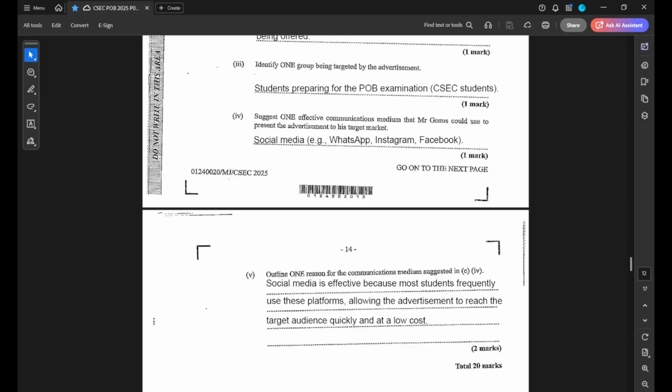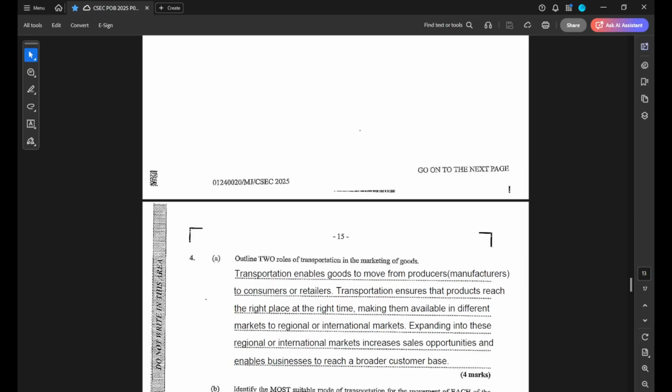Part 4A, outline two roles of transportation in the marketing of goods. Transportation enables goods to move from producers, that is, the manufacturers, to consumers or retailers. Transportation ensures that products reach the right place at the right time, making them available in different markets, regional or international markets. Expanding into these regional and international markets increases sales opportunities and enables businesses to reach a broader customer base, and that is our full marks.